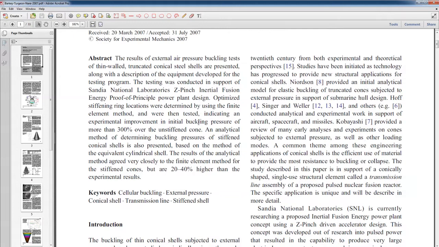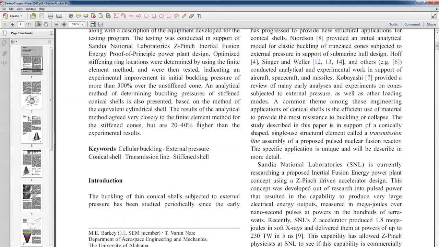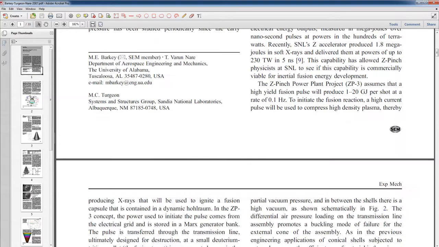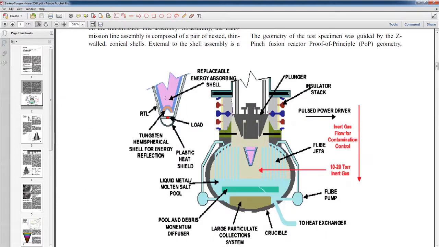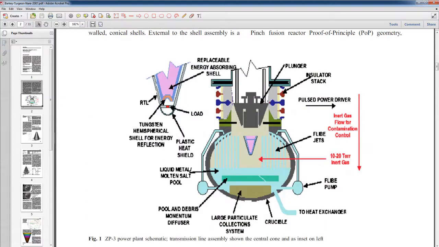the application of the cone was pretty unique. Of course, you might think of cones in aircraft or in missiles or something like that. But this particular cone was proposed to be used in a nuclear fusion reactor called the Z-pinch inertial fusion energy reactor. And it was proposed at Sandia National Labs to generate electricity from nuclear fusion.